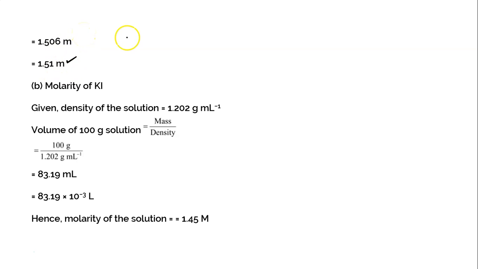In the second part, we are calculating molarity. Molarity is capital M, and this is also weight by gram molecular weight of solute, but into 1 by volume in terms of liters. So from the data given in the question, you can calculate small w, which is the mass of potassium iodide, 20 grams. And you can also calculate the molar mass of potassium iodide.